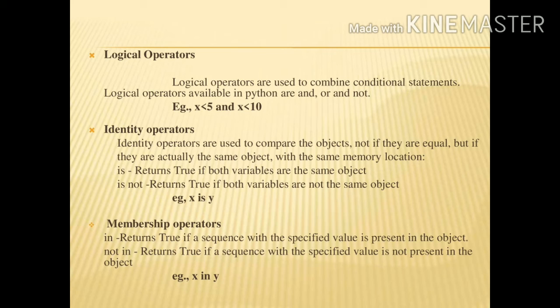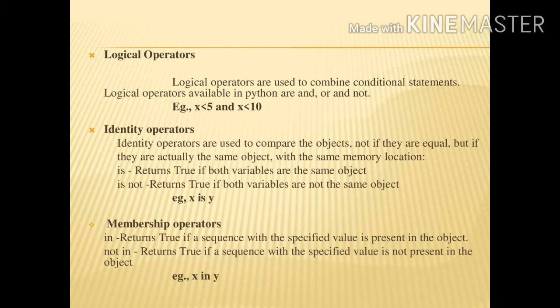Next comes the identity operator. Identity operators are used to compare the objects, not if they are equal, but if they are actually the same object with the same memory location. Is returns true if both variables are the same object. Is not returns true if both variables are not the same object.